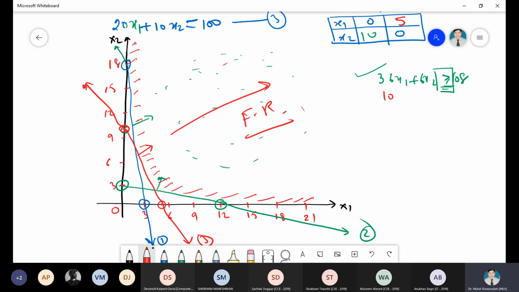Now where will the corner points be? Because this is a minimization problem. So our corner point will be, this is our corner point A, this is our corner point B, this is our another corner point C, and this is your corner point D. So you have to take it like this, outside this point, this point we can have the corner points.